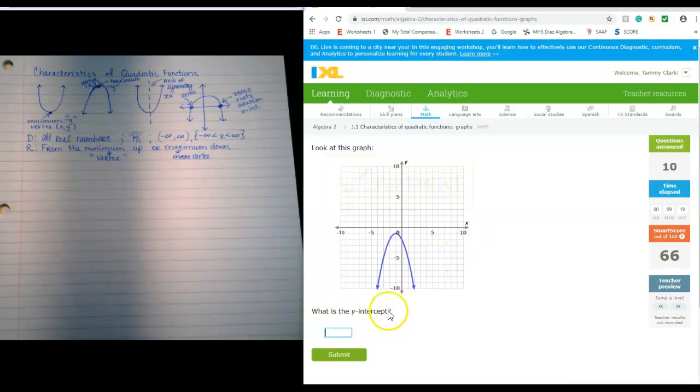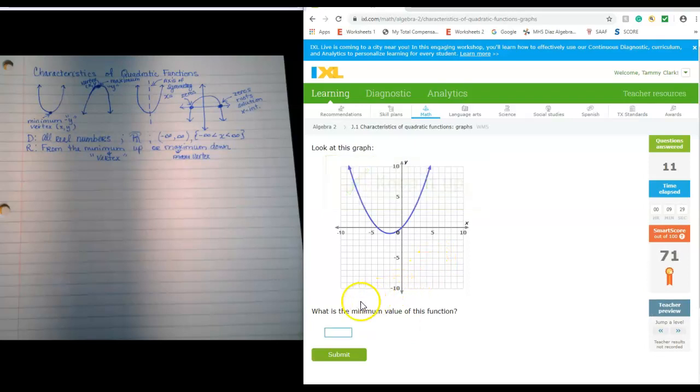What is the y-intercept? Where does this quadratic cross the y-axis? It crosses right here at -2. What is the minimum value of this function? Well, here's the minimum, and it's at -1.